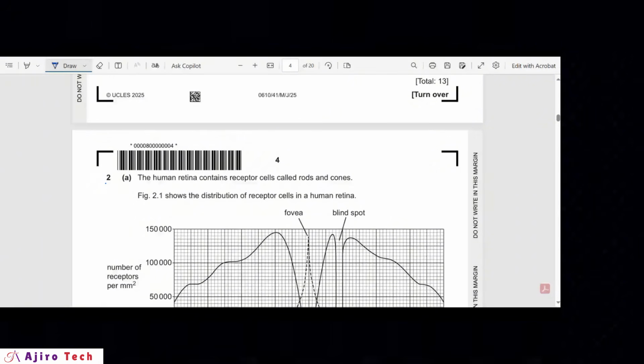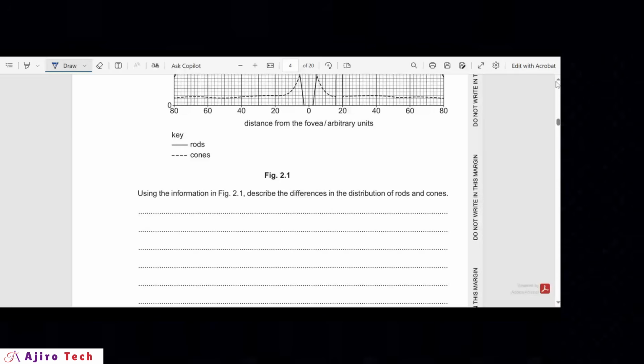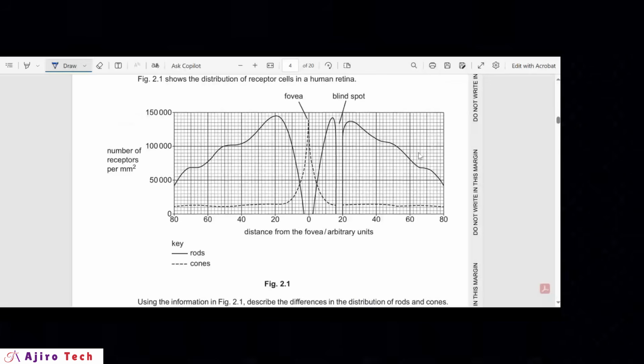So let's look at this graph. The graph shows us the distribution of the cones and the rods between the fovea and the blind spot. We have the dark line showing us the rods and the dashed line showing us the cones. I'm only looking at this graph.